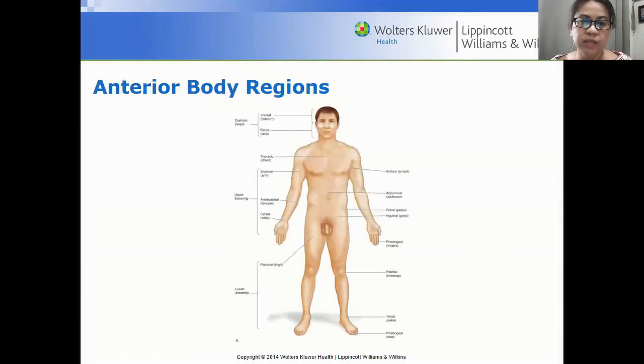This is what you call the anterior body regions. The superior is the cephalic, or what we call the head, the cranium or cranial, and the facial, or your face. Then thoracic, and the brachial, which is the upper arm, and the antebrachial, which is the forearm, and then the carpal, which is the wrist. And then the femoral, the thigh, so the lower extremities, the upper extremities, and the cephalic or head portion.